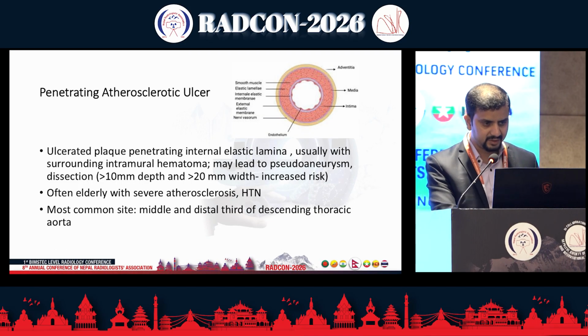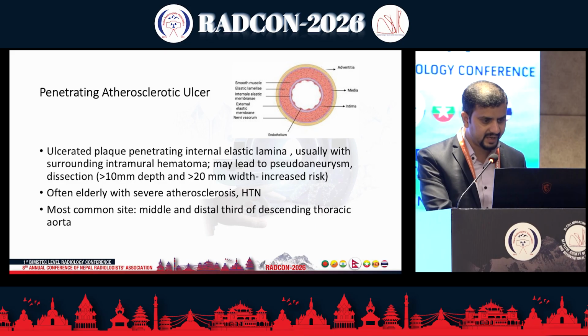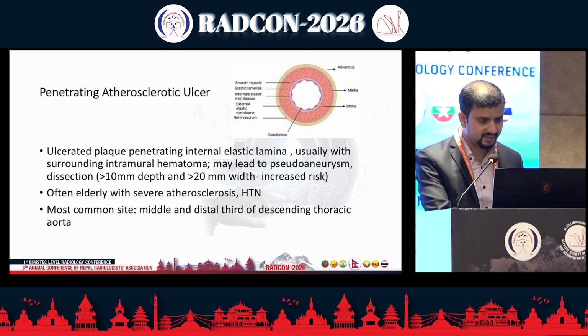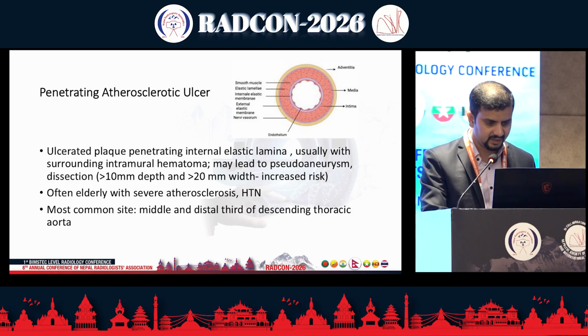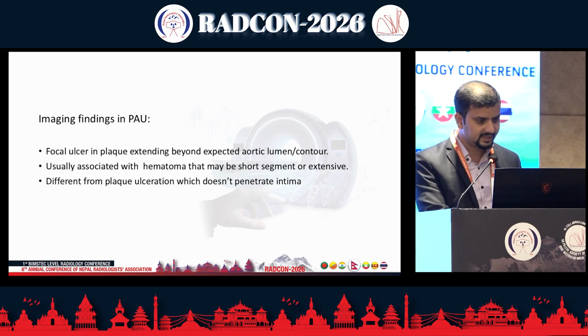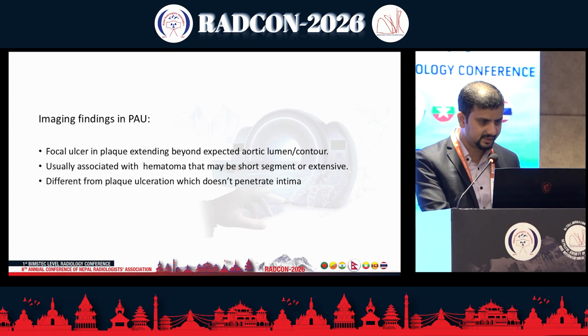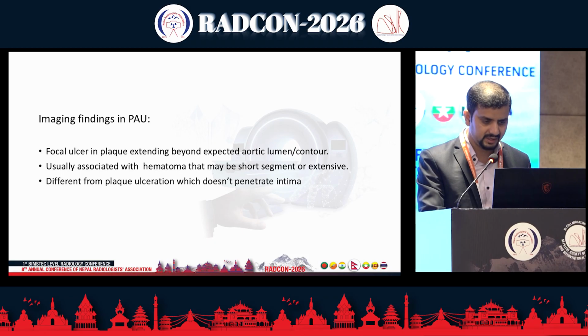Now, penetrating atherosclerotic ulcer. It is an ulcerated plaque that has penetrated the internal elastic lamina, usually with surrounding intramural hematoma. It can also lead to pseudoaneurysm and dissection. It is often seen in the elderly with severe atherosclerosis, and the most common site is the middle and distal third of the thoracic aorta. The imaging finding is a focal ulcer in the plaque, which appears as an outpouching extending beyond the aortic contour, and it is usually associated with hematoma, which may be short segment and sometimes extensive also. It is different from plaque ulceration in that plaque ulceration does not penetrate the intima.